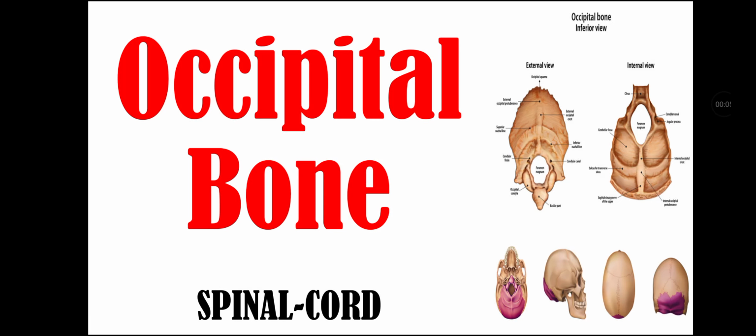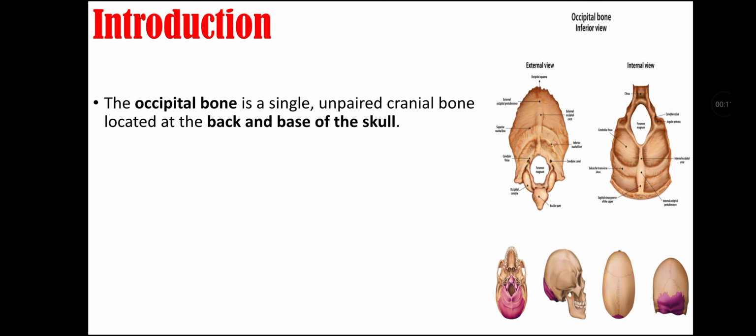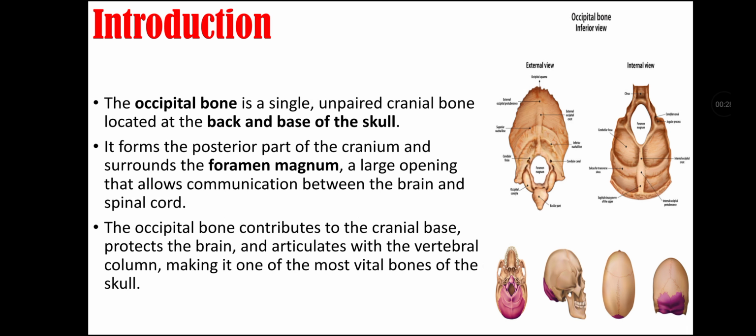Today we are going to talk about the occipital bone. So let's start the topic with an introduction of the occipital bone. The occipital bone is a single unpaired cranial bone that is located at the back and base of the skull. It forms the posterior part of the cranium and surrounds the foramen magnum, that is a large opening that allows communication between the brain and spinal cord.